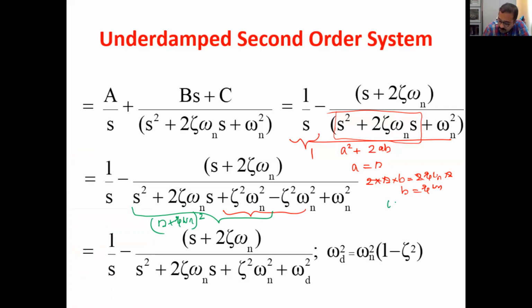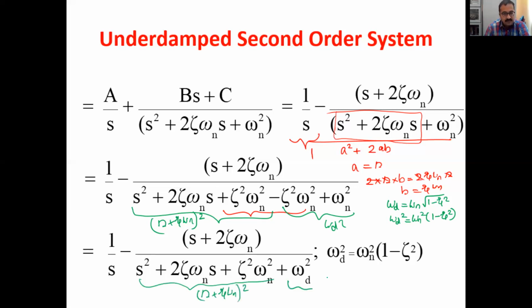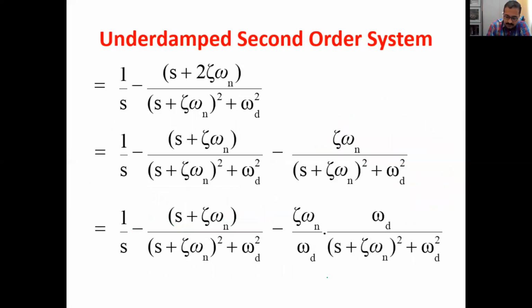If you remember, we had defined a term omega d as omega n into root of 1 minus zeta square. So what will be omega d square? It will be omega n square into 1 minus zeta square. So this part will become omega d square. That's what you are seeing here: 1 by s minus, this will be s plus zeta omega n whole square plus omega d square. There is no other change. Now, L inverse of 1 by s is 1.